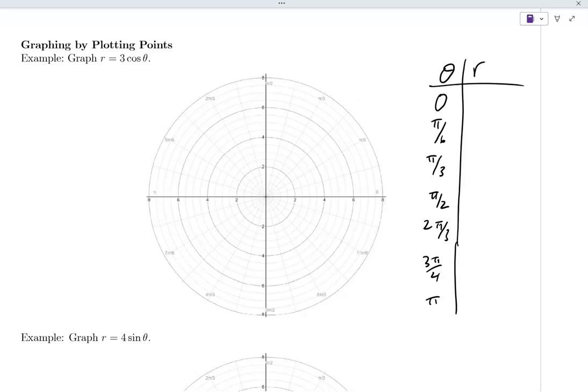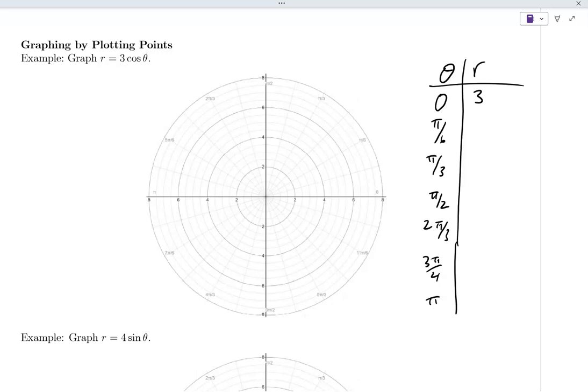So basically what I've done here is just picked some thetas that are going to rotate from the polar axis to the opposite of the polar axis. This goes from 0, pi over 2 to pi. Do you agree with that? All right, so let's just start plugging these in and see what we get. We put 0 in for theta. Cosine of 0 is 1. Good. So 1 times 3 just gives us 3.